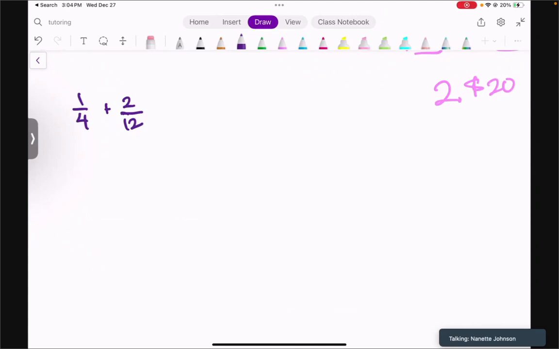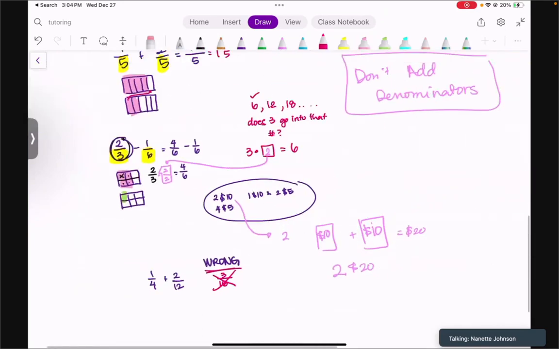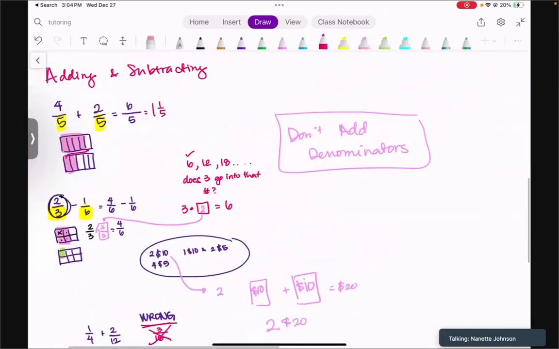Okay, hopefully you're back. So let's do this wrong. This is wrong. Let's put this in red. The wrong way to do this, do not do this, is to just add across the top. So 3 over 16, wrong. You can't just add across the top and the bottom. Remember, we said in big words, do not add the denominator.